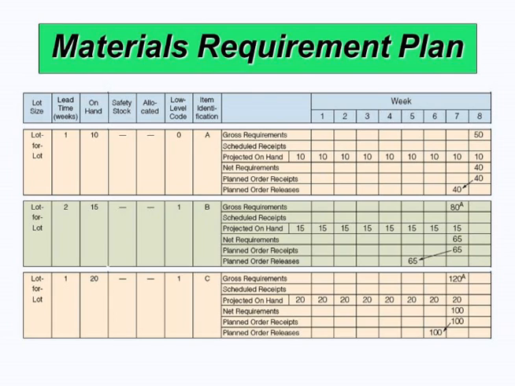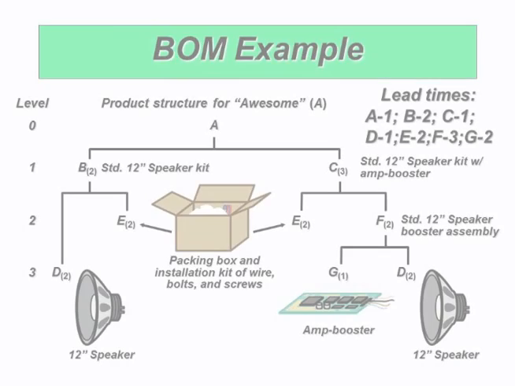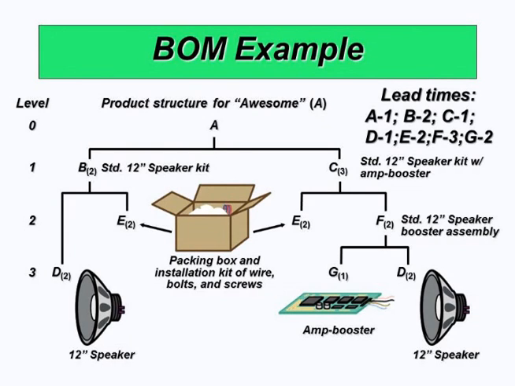Item D has 2 parents, F and B. Is that correct? Let's go back and see in the bill of materials. See, item D has F and B as 2 parents. So what happens? You need 2 D's in 1 B, 2 D's in 1 F also. So let's go and find out the planned order releases of F and B. So first let's look at B.